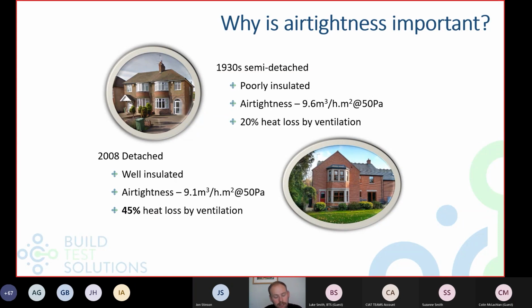And then moving on to this house built in 2008. For a house built in 2008, that's quite poor air tightness. Similar sort of level to that 1930s house, and only just under what the limitation in building regulations is, but quite a well insulated house. So that means that with that level of air tightness, the ventilation and air infiltration forms a much larger piece of the overall heat loss. So as the thermal performance of buildings improves, the air tightness and the ventilation heat losses get more and more significant relatively.